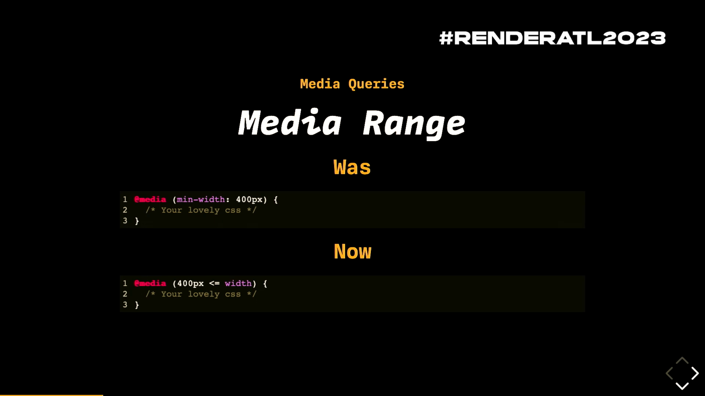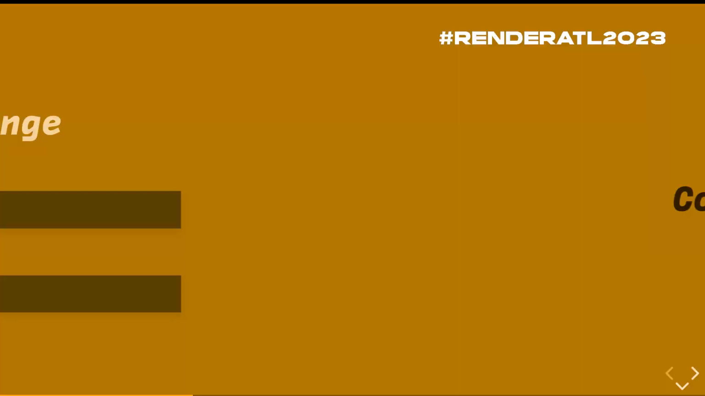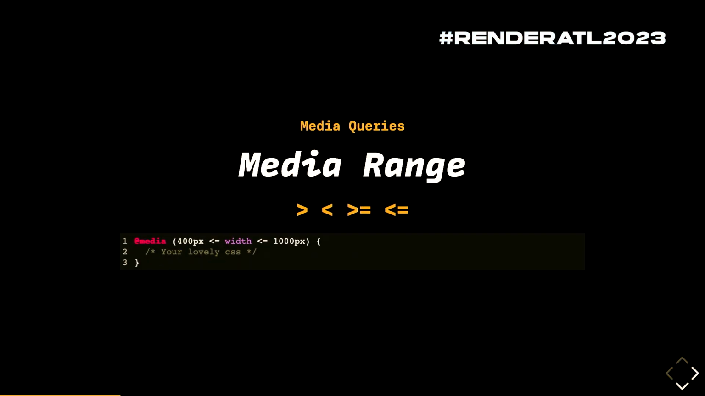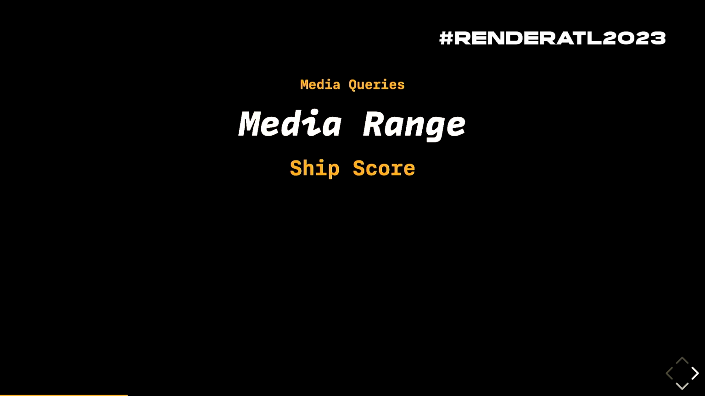But now we have this great new syntax, which is the range syntax that allows us to use greater than, less than, greater than or equal to. So we can even do this in a really great way where we can say, hey, your width is greater than or equal to 400 pixels and then less than 1,000 pixels. And that's the range for the media query, which to me is way easier to read overall, as somebody who never really loved the previous syntax.